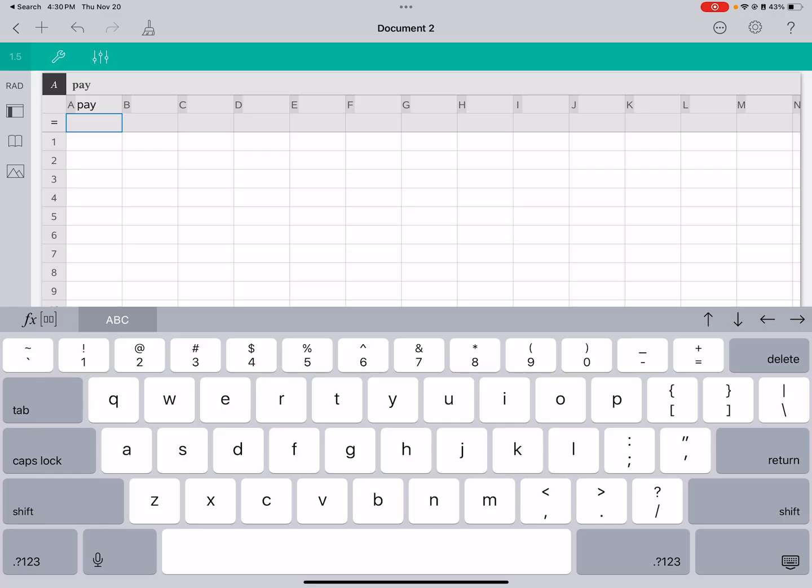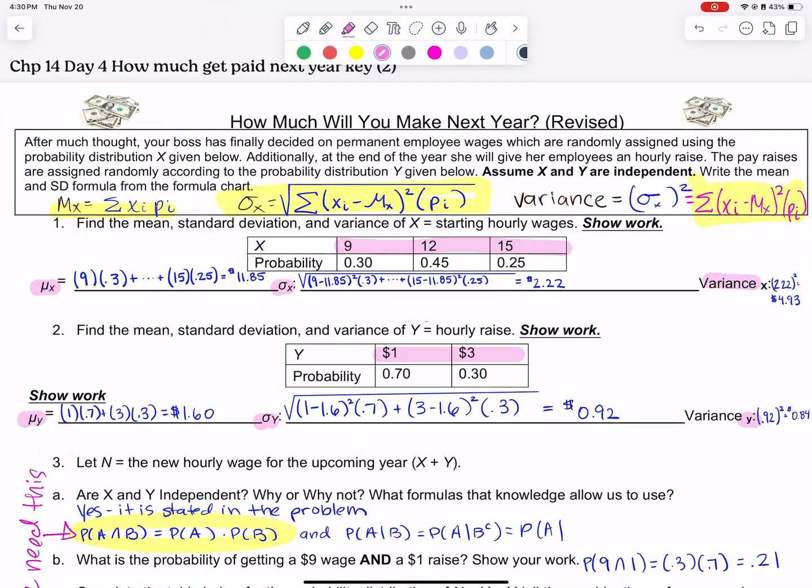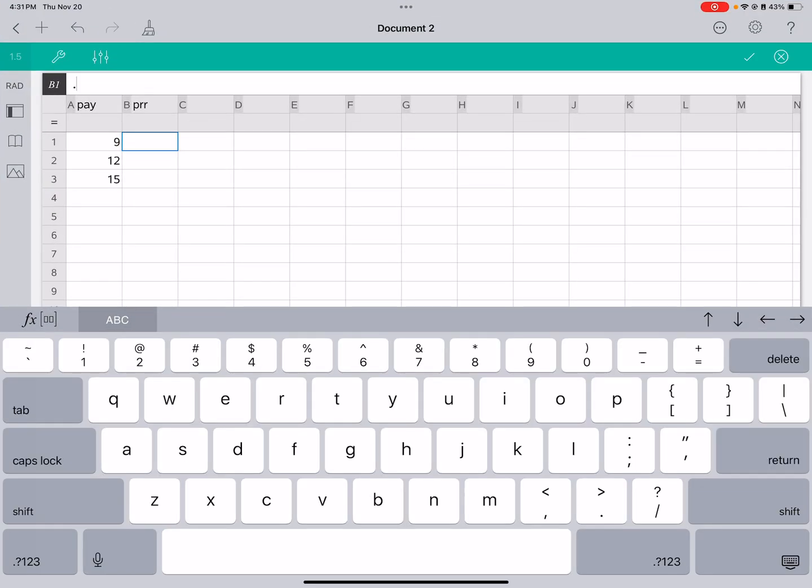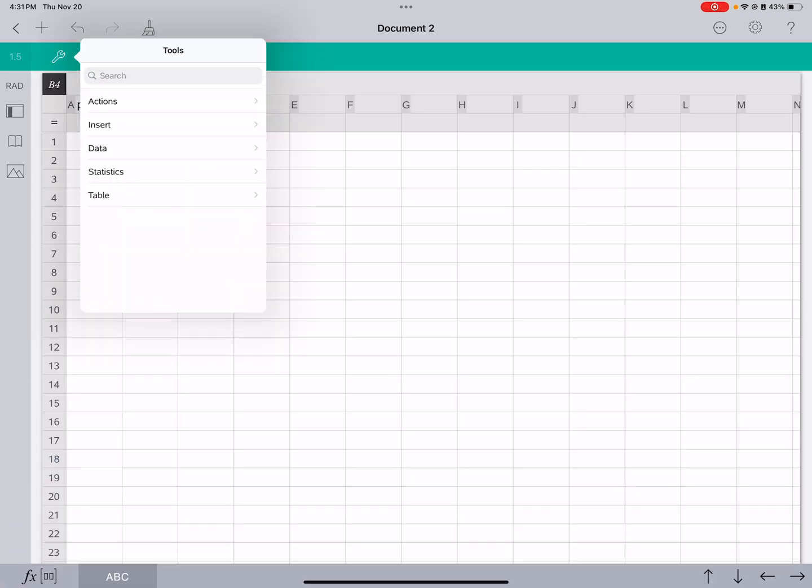And then the pay that we got was $9, $12, or $15 an hour. And then the amount, so the probability, I'll just put PRR. And that was, let's remember, that was 30, 45, and 25. So I'm going to put 0.3, 0.45, and 0.25.